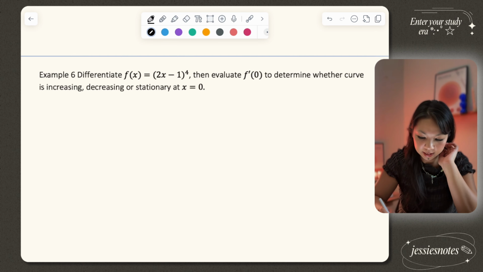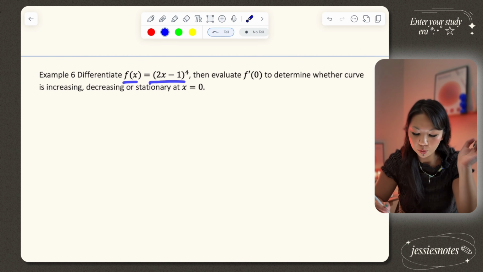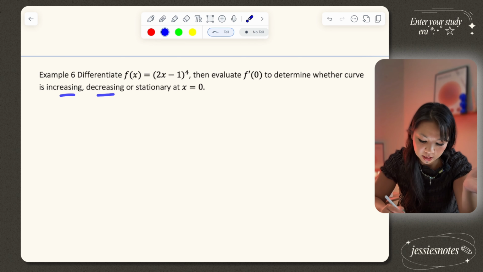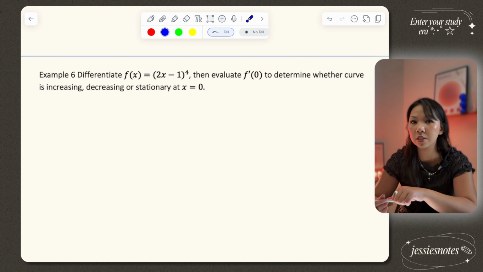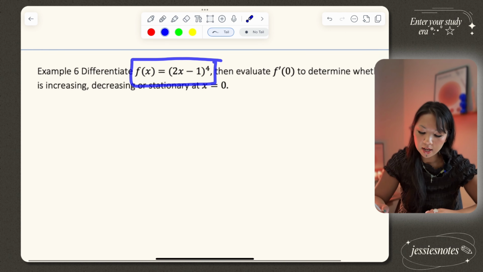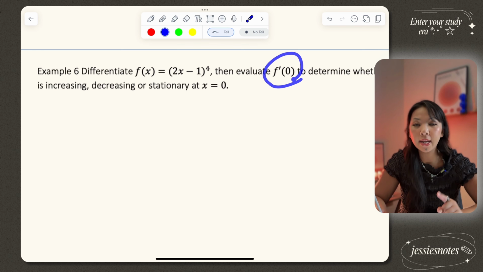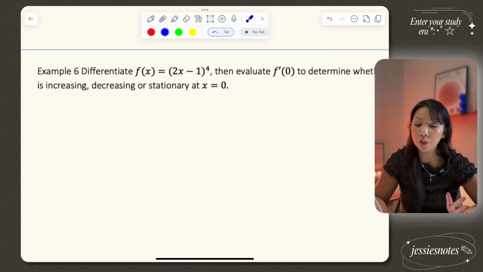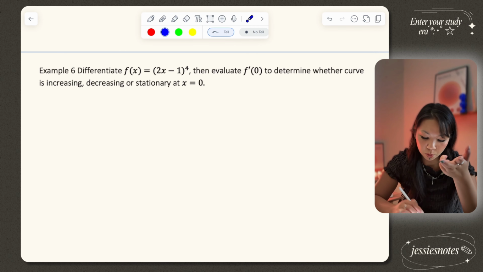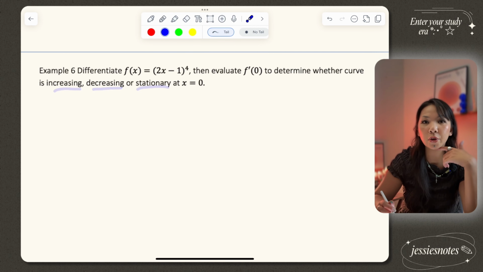Lovely. Example 6. Differentiate f of x equals to (2x minus 1) to the power of 4, then evaluate f dash of 0 to determine whether the curve is increasing, decreasing, or stationary at x equals to 0. So what we're going to do is differentiate this, and then we're going to evaluate f dash of 0, which essentially just means you're subbing x equals to 0 into the first derivative. And then when we find that value, we're going to determine is it positive, is it negative, or is it 0? And then hence determine whether it's increasing, decreasing, or stationary at that point.